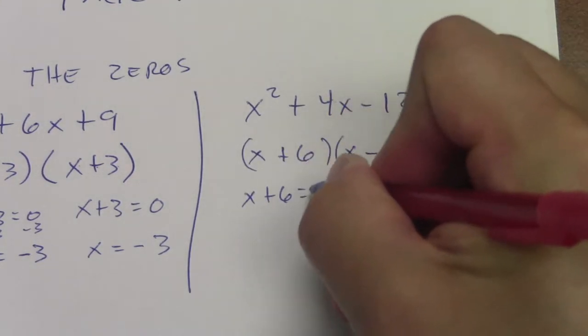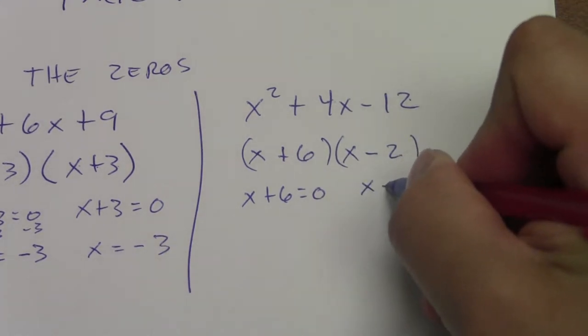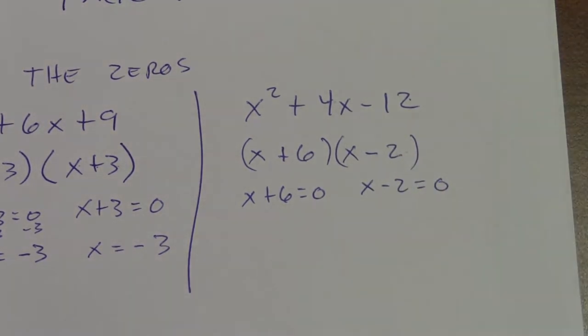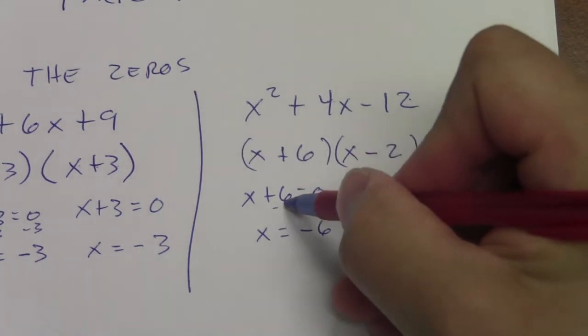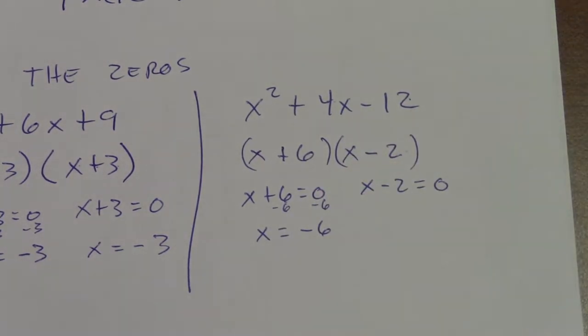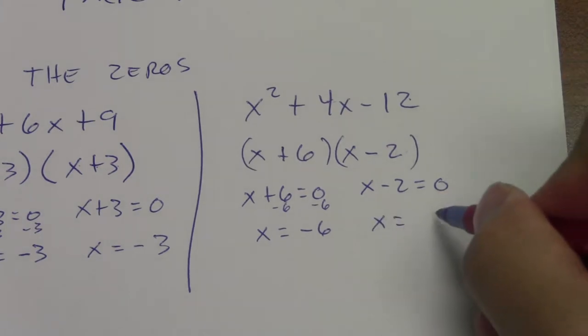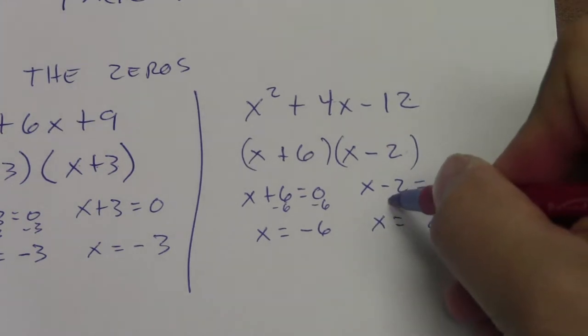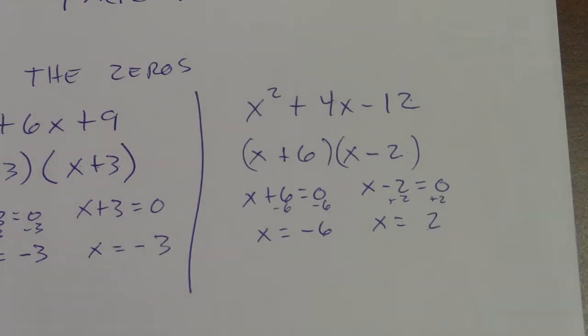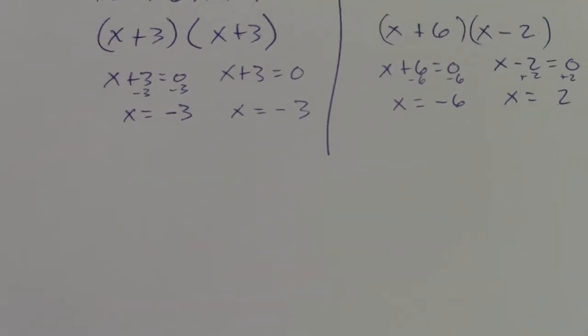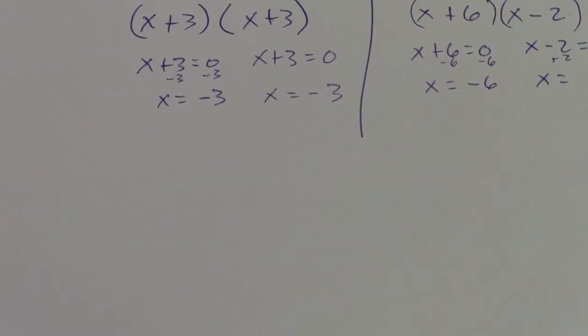So x plus 6 equals 0. X minus 2 equals 0. X equals -6, subtracting 6 on both sides, right? And x equals 2. I'm just adding 2 to both sides. And then that'll be my answer. Let's try one more that's a little more difficult.